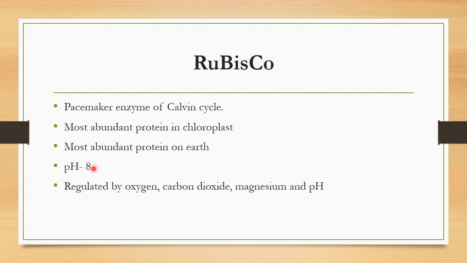Next, the optimum pH required for the working of the Rubisco enzyme is 8. At this pH, Rubisco can work efficiently. Now there are some factors which affect the working of the Rubisco enzyme. The activity of Rubisco is regulated by oxygen, carbon dioxide, magnesium and pH. So this was all about the Rubisco enzyme.